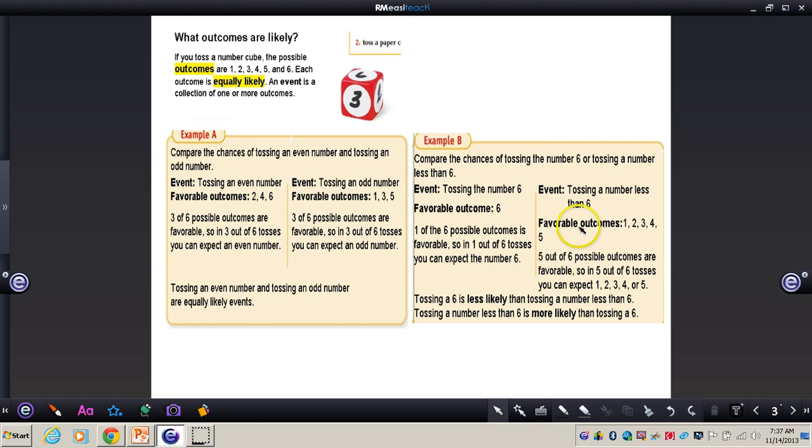Okay, now we have another event, tossing a number less than 6. Favorable outcomes 1, 2, 3, 4, and 5. So 5 out of 6 possible outcomes are favorable.